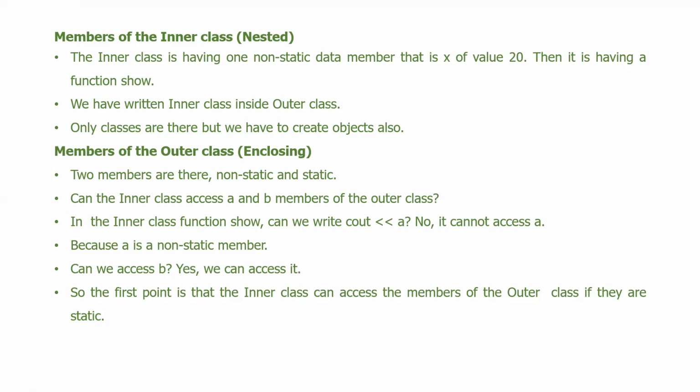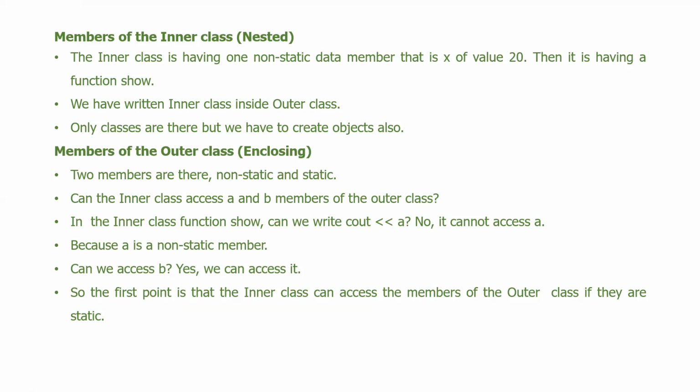Here the questions are there. Two members are there, non-static A and static B. Can the inner class access A and B members of the outer class? That is the question. In the inner class function show, can we write cout A? No. A is non-static, so directly we can't access it. It cannot access because A is a non-static member. Can we access B? B is static, so it is common for all the classes. Yes, we can access it.